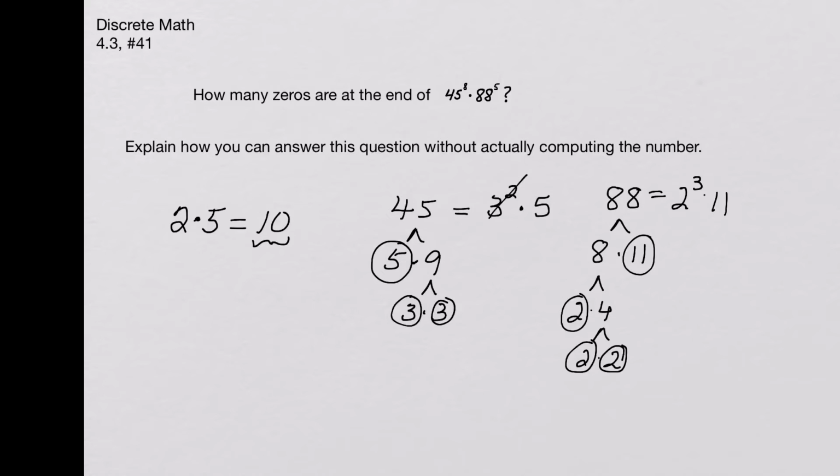I don't care about the 3 and the 11. I do care about that 5, and I care about the 2, because these are the factors that multiply to make 10. So how many of these do we have?